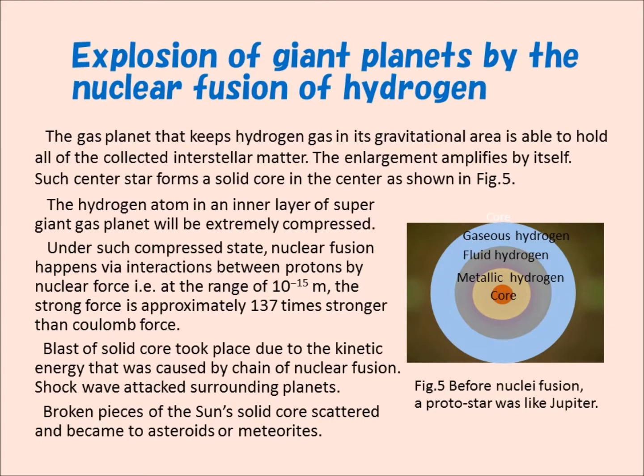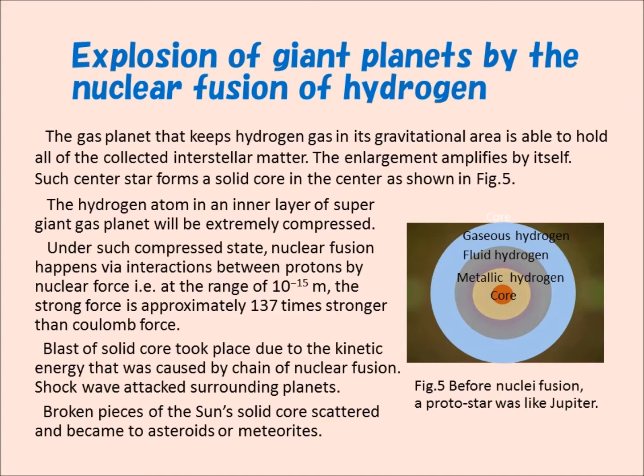Explosion of giant planets by the nuclear fusion of hydrogen. The gas planet that keeps hydrogen gas in its gravitational area is able to hold all of the collected interstellar matter. The enlargement amplifies by itself. Such a center star forms a solid core in the center, as shown in Figure 5.